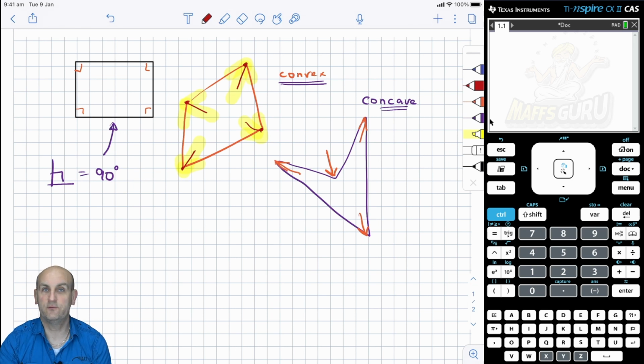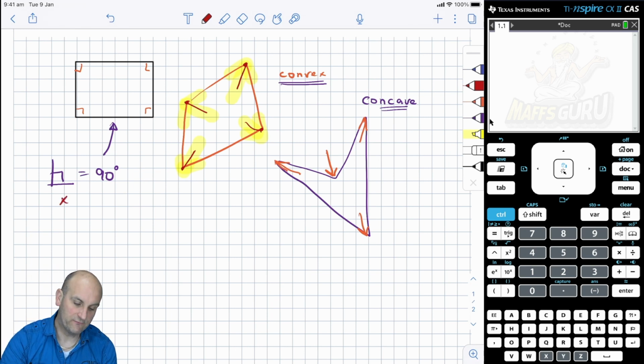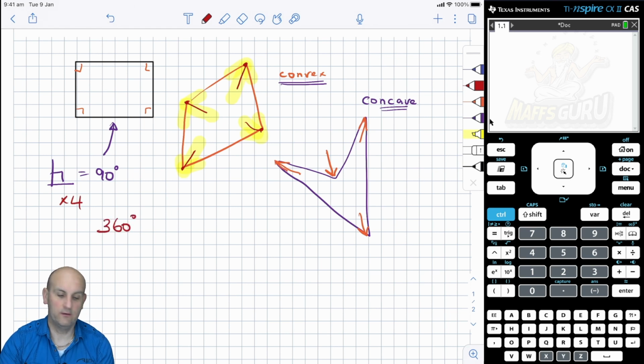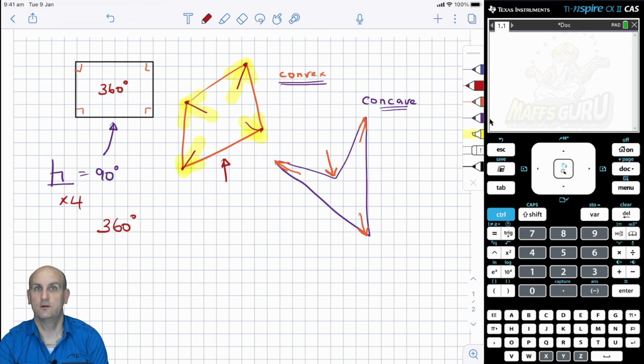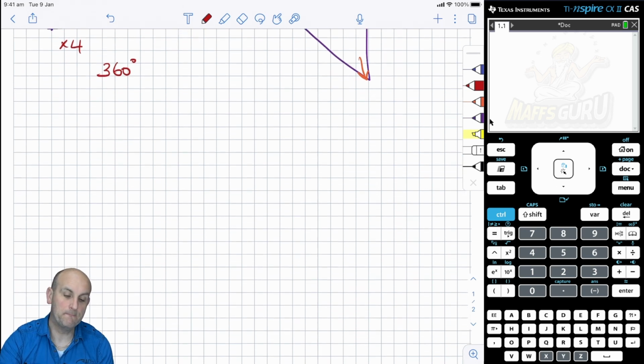Yes, each of those angles is worth 90 degrees. And because we have 4 of them, then we know that inside that quadrilateral, there are 360 degrees. Now you're going to turn around and say, well, yeah, but there's no way that that convex shape there has 360 degrees. Well, it might surprise you.